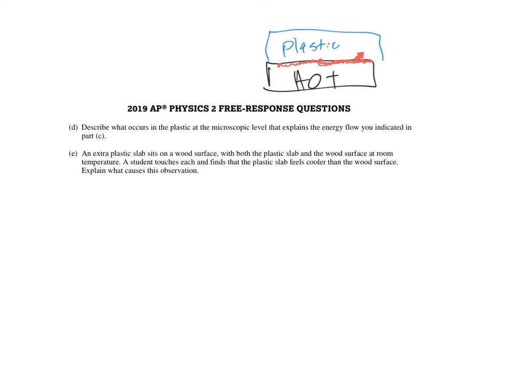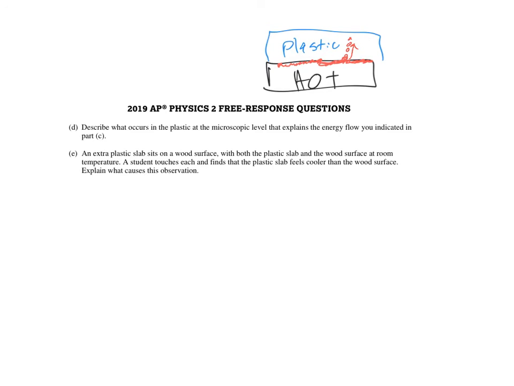Then they bounce into the particles on top of them. It's this chain reaction that just keeps transferring from one to the other all the way up through that. And that's how it's able to propagate and transfer that thermal energy up through the plastic to the ice that's sitting up above.